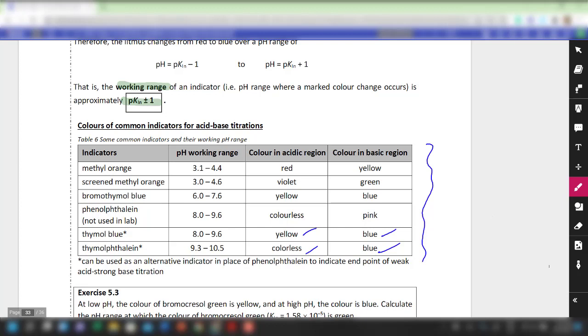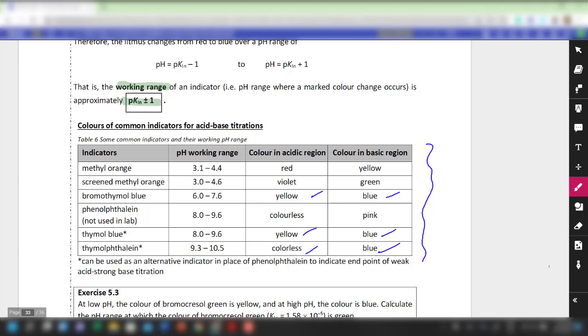Bromothymol blue is also commonly used. So yellow in acidic region, endpoint would be green, and once it exceeds the endpoint, you will get the blue color. Okay, yeah. So that is something you might want to take note of.